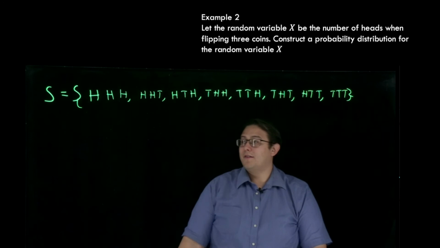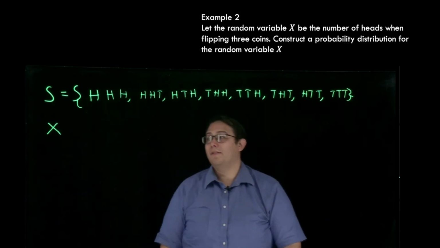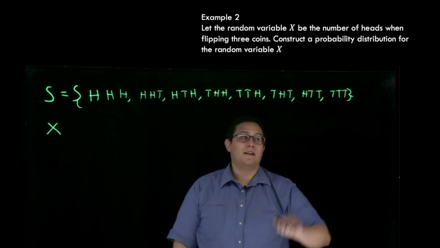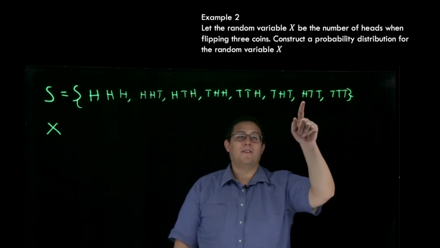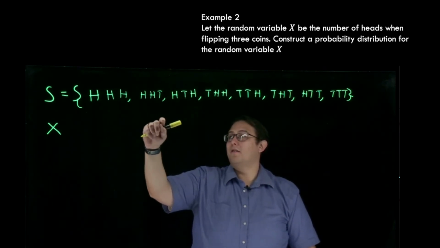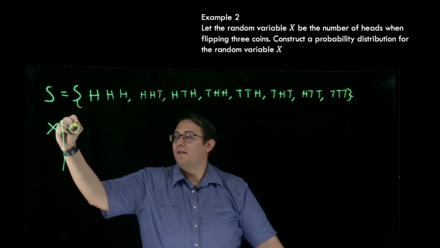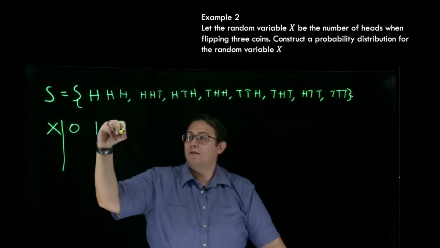So x is going to be the number of heads when we flip 3 coins. It could be 0 heads, or it could be 1 head. All 3 of these have 1 head. Or it could be 2 heads, or it could be all 3 heads. So you could have 0 heads, 1, 2, or 3.